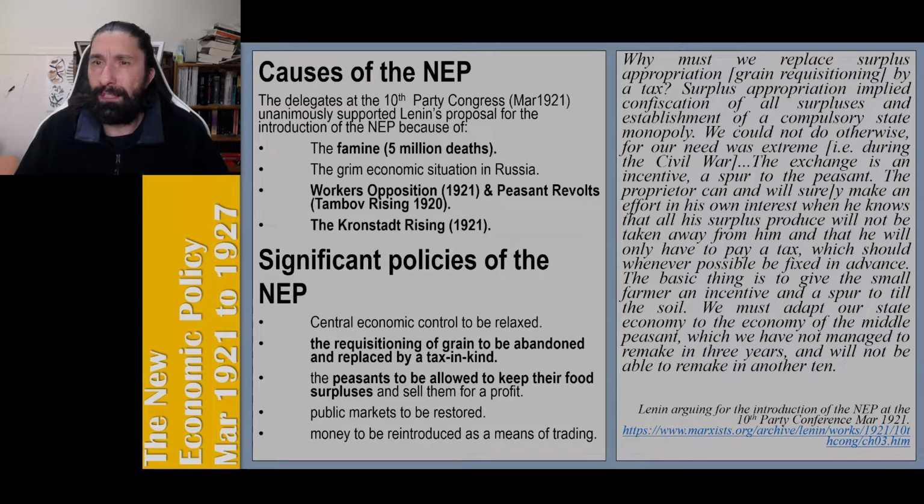So what Lenin was trying to achieve here was an increase in grain production and a surplus in grain production, so that there was enough food for the workers in the cities, enough food for the peasants, enough food to feed the army, and then, there being enough food, it will put an end to famine and obviously various insurrections and uprisings. The basic thing is to give the small farmer an incentive and a spur to till the soil. We must adapt our state economy to the economy of the middle peasant, which we have not managed to remake in 3 years and will not be able to remake in another 10.